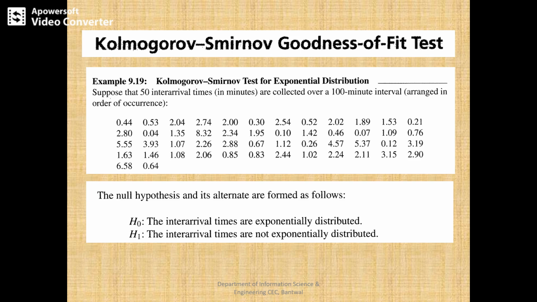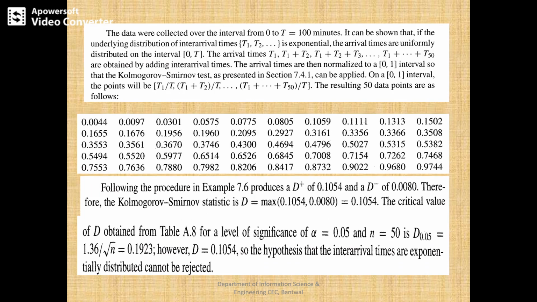The resulting data will look like different values. The same thing applies: T1 divided by T, then next T1 plus T2 divided by T, and so on. So from all the data, we get the resulting data.